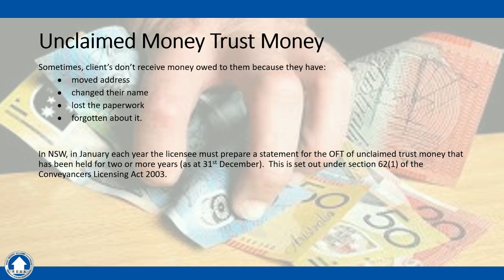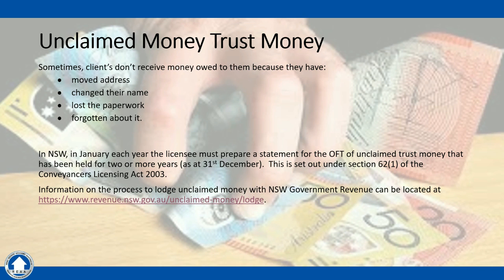So in New South Wales, in January of each year, if a real estate agency has unclaimed trust money sitting in their account, there is responsibility that if it's been there for 2 or more years, as at the 31st of December, which is set out under section 62(1) of the Conveyancers Licensing Act, they have to report this information to the Office of Fair Trading. I'm not going to go into depth in this particular topic because more information can be obtained on the process by going to the website listed, and it is also provided in your student learner guide for you to be able to read more about.